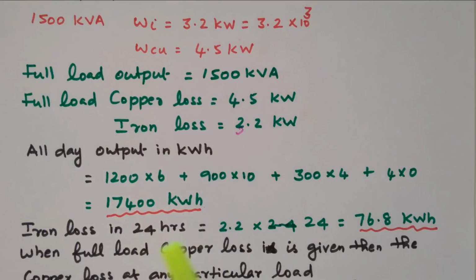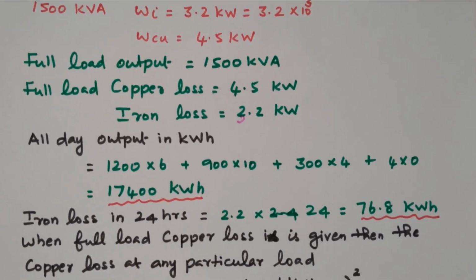So from the tabular column, for the first 6 hours, the output is 1200. For the next 10 hours, the output is 900. For the next 4 hours, the output is 300. For another 4 hours, the output is 0. Right. So these data are multiplied. Finally, we got 17,400 kilowatt hour for 24 hours. So we calculated the output. Now we need to calculate the input.